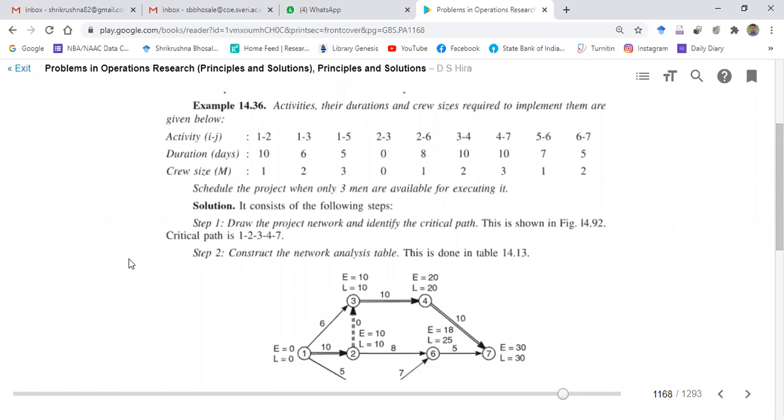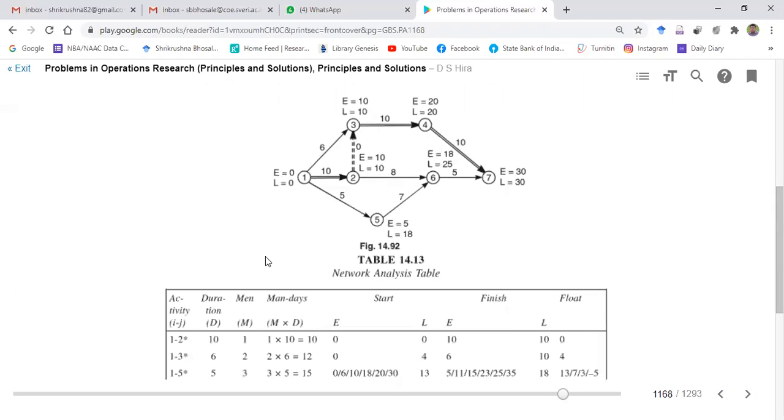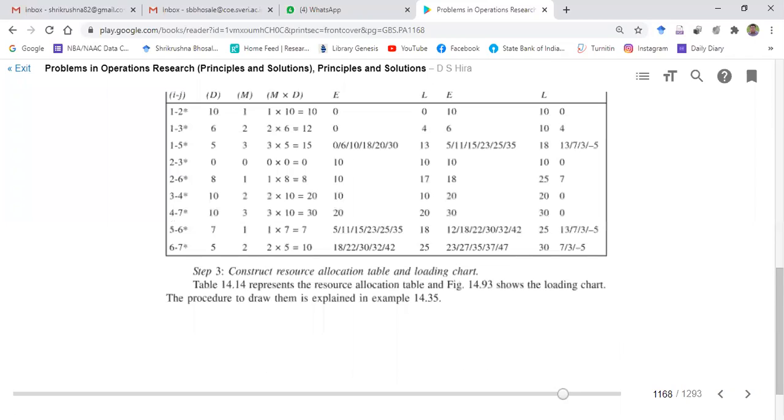So this project diagram is in front of you, which is similar to the previous one, and you have calculated the total project duration, that 30 days are required for completion of the project. Is it right? In that case, our crew size is different for different activities, so what to do? The critical path is also found out: 1 to 2, 2 to 3, 3 to 4, and 4 to 7. These calculations are simple, and everybody knows them very well. Then we have to go for the NAT table.